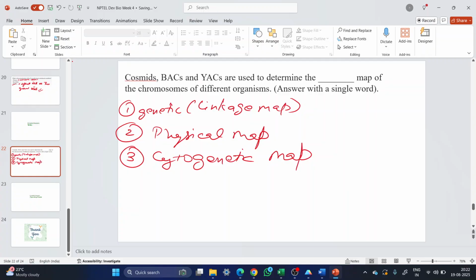Okay. Now, genetic map is basically based on recombination frequencies between markers, and the units are centimorgans. So the genetic map that we basically use to solve questions like 2 point test cross or 3 point test cross. So basically, these are based on recombination frequencies.